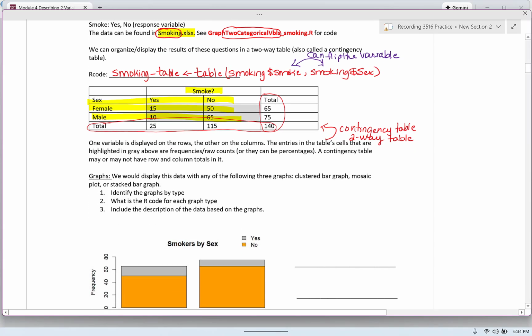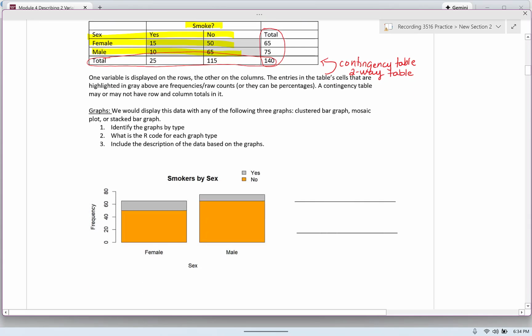All right, so the graphs that we would use to display this particular data, a contingency table, and whether people smoke or not, and what their biological sex is, we can use any of the three following graphs: the clustered bar graph, the mosaic plot, or the stacked bar graph. We're going to identify each of the graphs below, and we're going to write down what the R code will be for each of these, and then we're going to include a description of the data based on all of the graphs together.